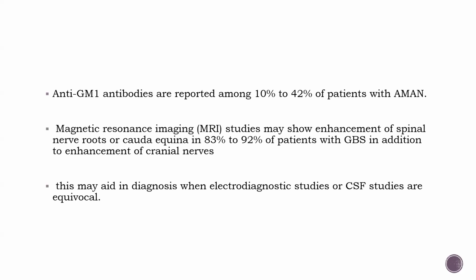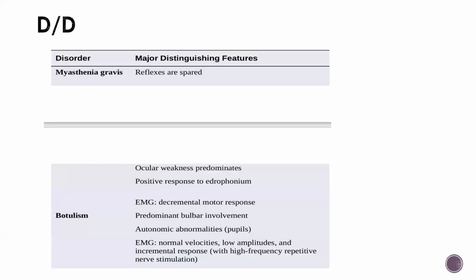Magnetic resonance imaging studies may show enhancement of spinal nerve roots or cauda equina in 83% to 92% of patients with GBS, in addition to enhancement of cranial nerves. This may aid in diagnosis where electrodiagnostic studies or CSF studies are equivocal. Now we'll see what the differentials are.